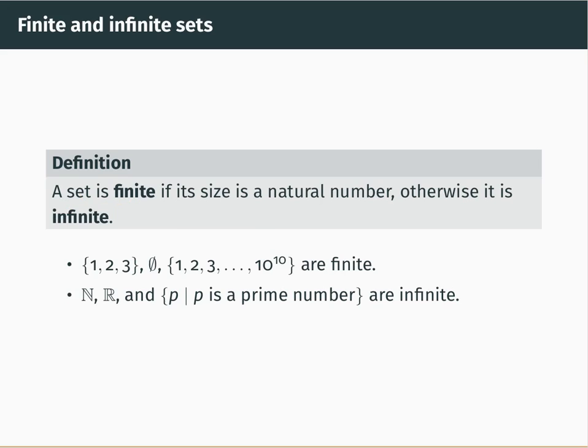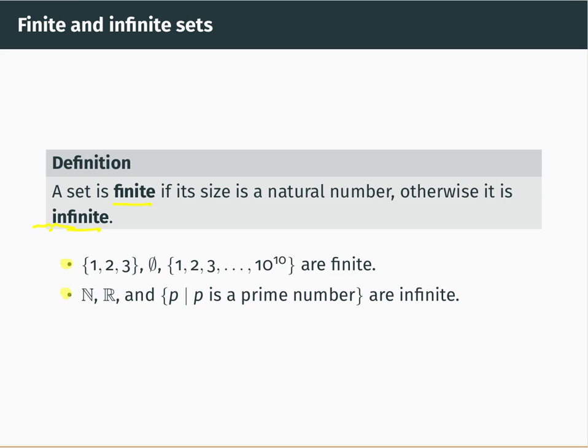So there are two basic possibilities for the cardinality of a set. It can be finite or infinite. A set is finite if its size is a natural number, so 0, 1, 2, 3, 4, and so on, and infinite if it's not finite. As an example, the set 1, 2, 3, that's finite because it has 3 elements. The empty set, that's finite because it has 0 elements. The set 1, 2, 3, 4, 5, 6, 7 up to 10 to the power 10, or 10 to the power 10 to the power 10, or 10 to the power 10 to the power 10 to the power 10. All of those things are finite sets because they have only a natural number of elements.